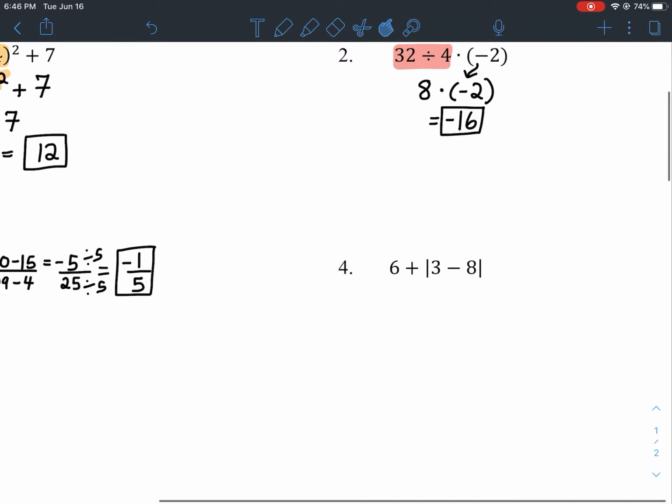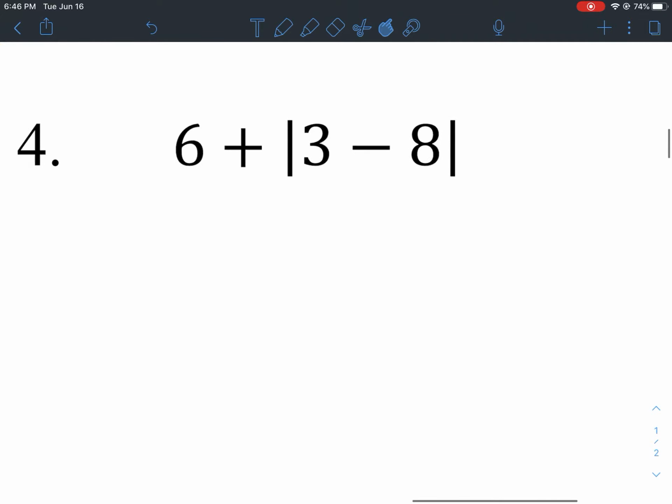Okay, moving on to number 4 here. We have these lines right here. You may have seen these before. They're called absolute value bars. And what they mean is the distance from 0. So distance is always positive. So when we simplify them, we are going to change that number, if it is negative, to a positive number.